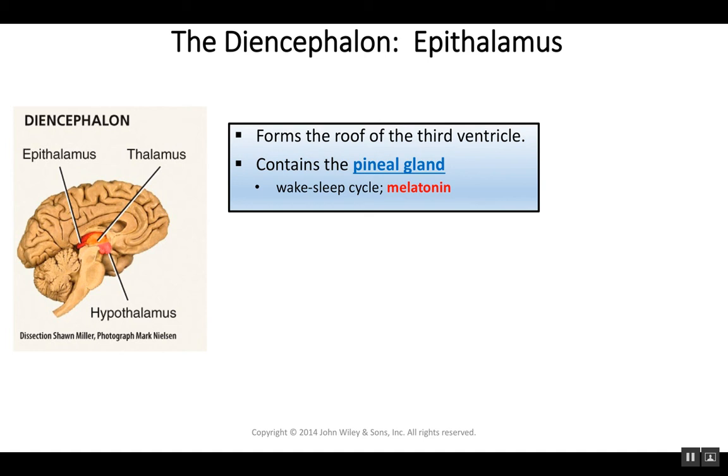Melatonin is involved in our wake-sleep cycle. It plays a more important role at nighttime. So it's produced in darkness. So when you go to sleep at night, when it's dark outside, melatonin levels are going to be on the rise. And then this hormone appears to be involved in helping you go to sleep.